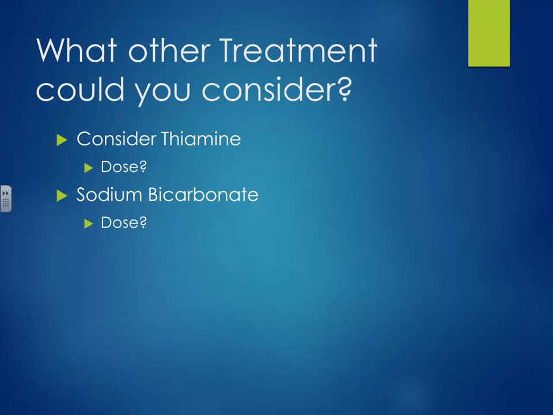All right. What is an amp? All right. So 1 milliequivalent per kilogram. Usually an amp is 50 milliequivalents. So like an amp of D50, an amp of sodium bicarb. Then your D50, what is the dose? 25 grams IV.